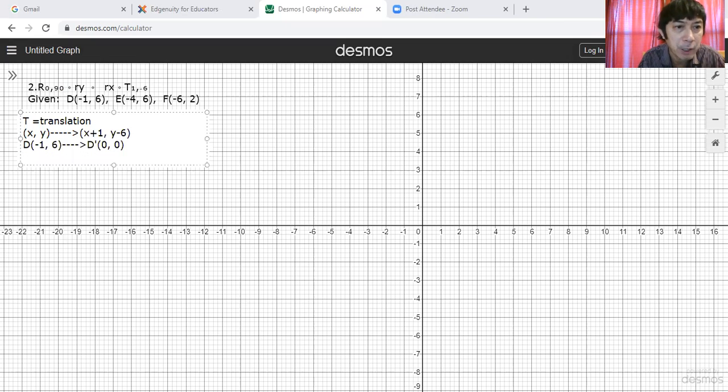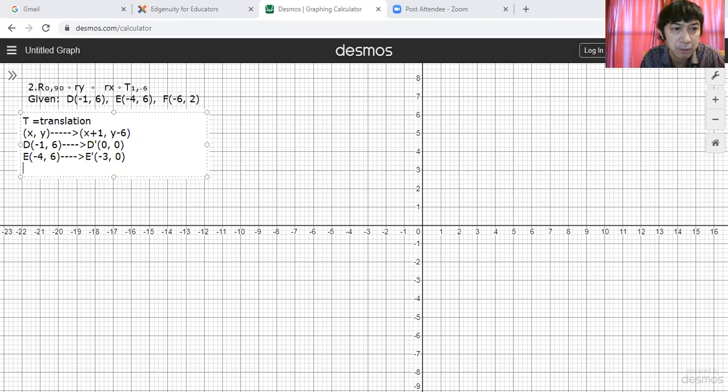Then we go to our next point, E. Our given point is negative 4, 6, and then the arrow, we have the E prime. We have here the rule x plus 1, so we're doing negative 4 plus 1, which gives negative 3. Next rule is y minus 6, which means another 6 minus 6, and that's another 0. We're done with the E prime.